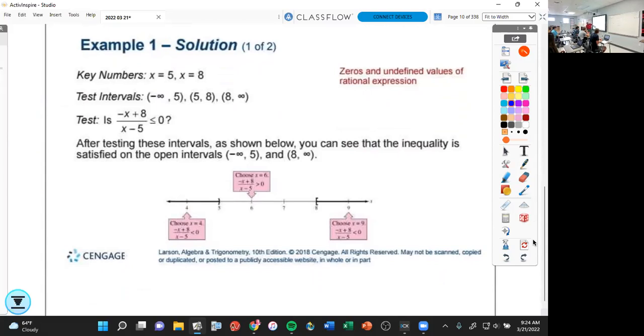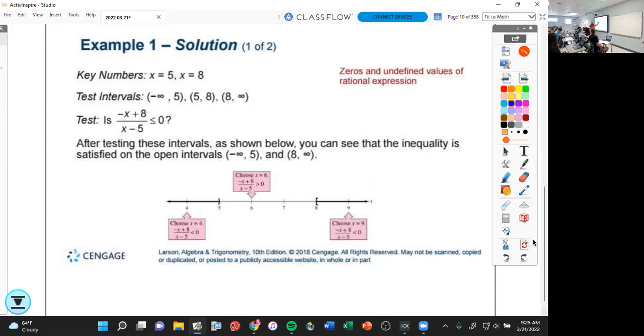So if we choose x equals 4, plug a 4 into this, we get negative 4 plus 8. Negative 4 plus 8 is 4. 4 minus 5 is negative 1. So I have a positive divided by negative, which is going to be negative. Is a negative number less than 0? Yes. That's why this area right here is shaded. Because if 4 works, then any number from 5 to negative infinity is going to work.